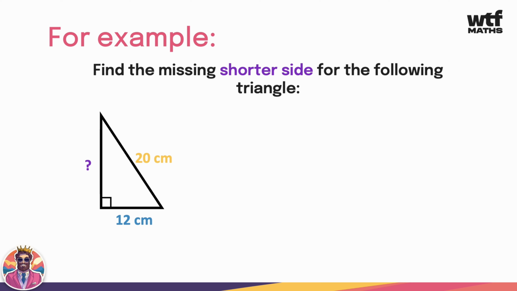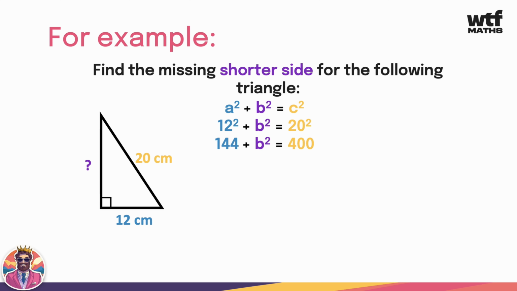For example, find the missing shorter side for the following triangle. So we can see on the left, we know that the hypotenuse is 20 centimeters. We know that one side is 12 centimeters, but we don't know how high this triangle is. So all we're going to do is use the exact same formula and substitute what we know in. We know the short side was 12 and the hypotenuse was 20. So in this case, it's the b squared that's missing. Well, we know 12 times 12 is 144 and 20 times 20 is 400.